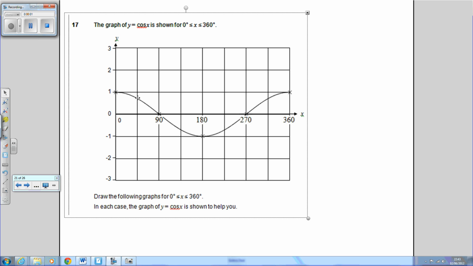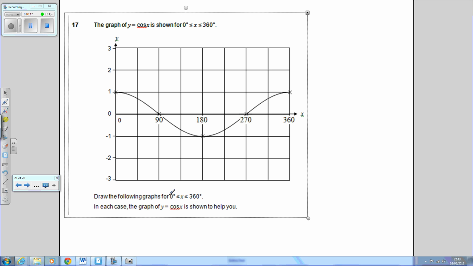Question 17 is graph transformations. A lot of people don't like these, but they're easy if you understand them or if you've learned them. This is the graph of cos x here. It's shown for x being between 0 and 360. So it just goes from 0 to 360.